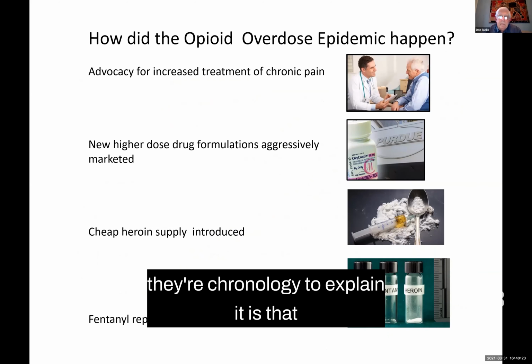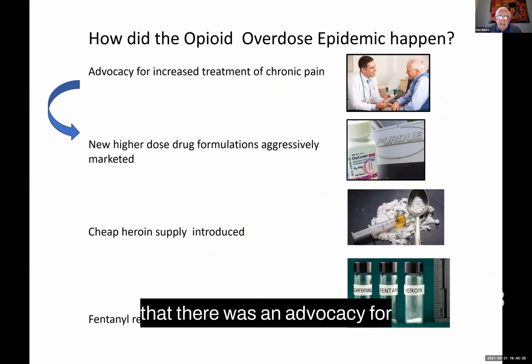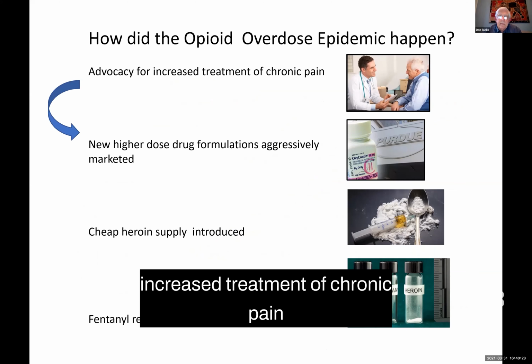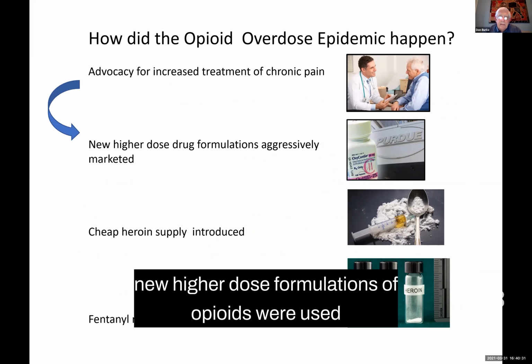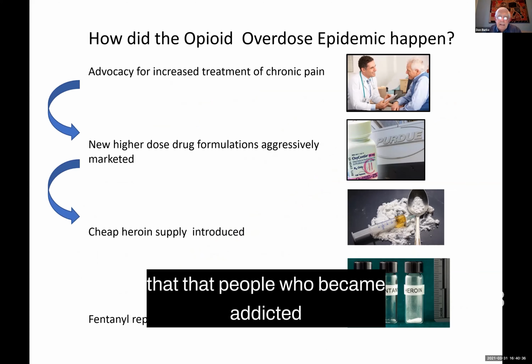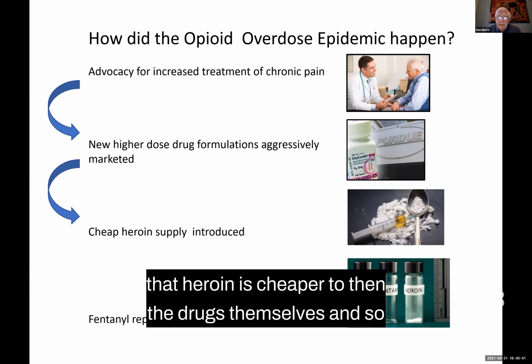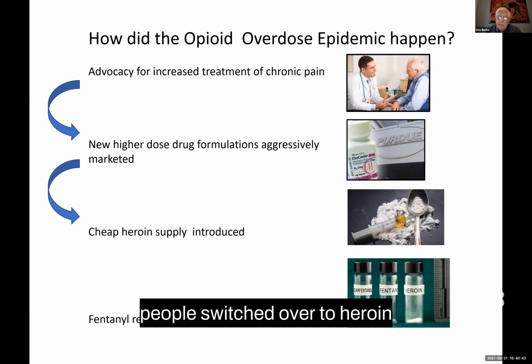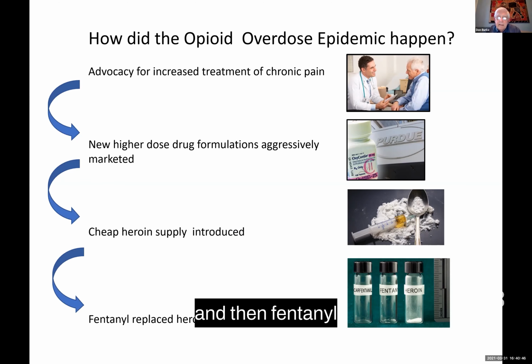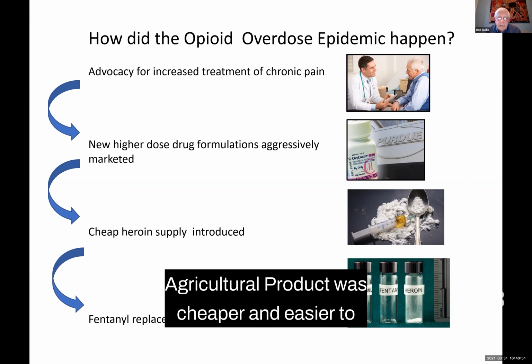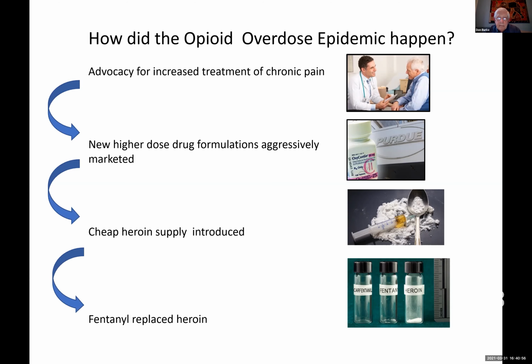The chronology to explain it is that there was advocacy for increased treatment of chronic pain. New higher dose formulations of opioids were used. People who became addicted found that heroin was cheaper than the drugs themselves, and so people switched over to heroin. And then fentanyl, a synthetic drug instead of an agricultural product, was cheaper and easier to manufacture and transport.